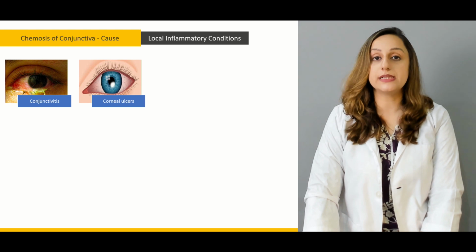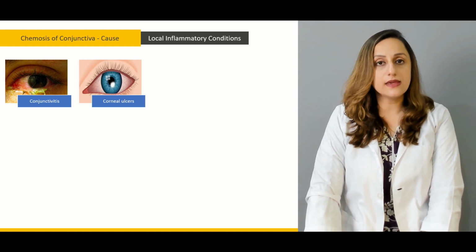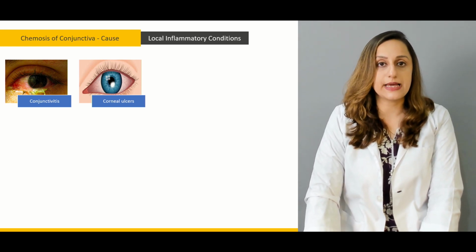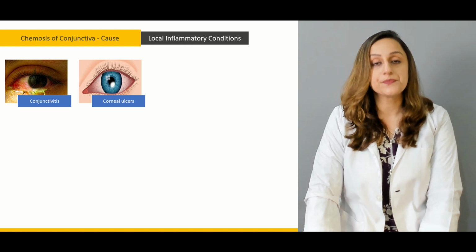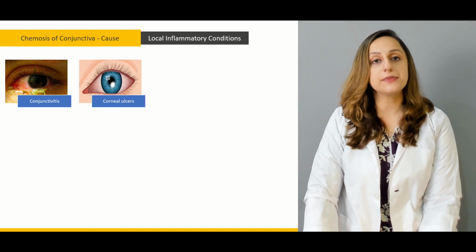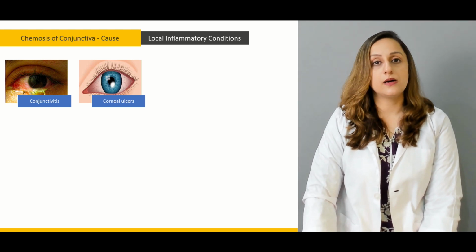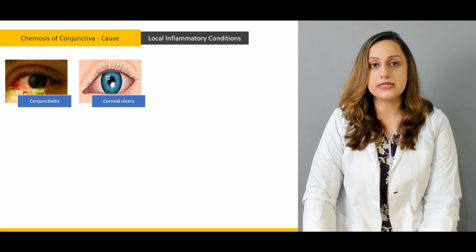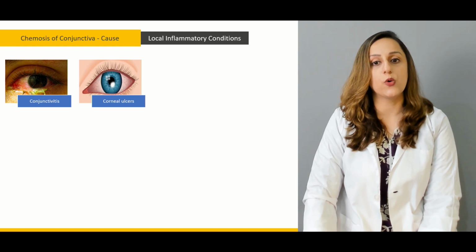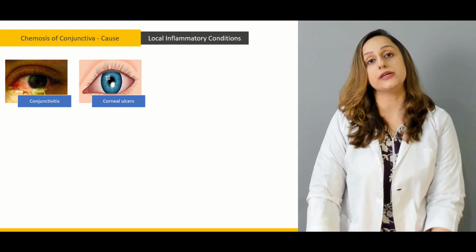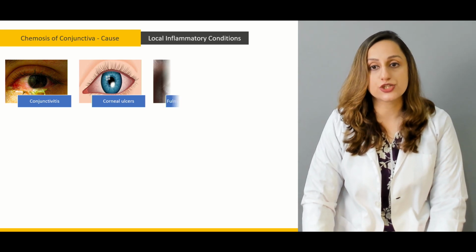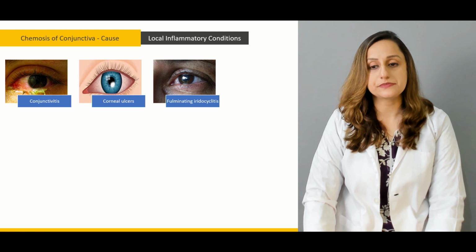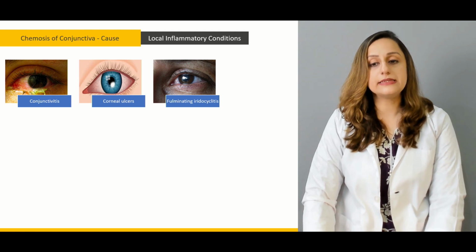Then we have corneal ulcers. So any infectious state, for example, it can be the punctate keratitis, or it can be the keratitis, which is coupled up along with the conjunctivitis. All of these can finally result in the corneal ulcers, and these corneal ulcers can finally result in the edematous condition of the conjunctiva.